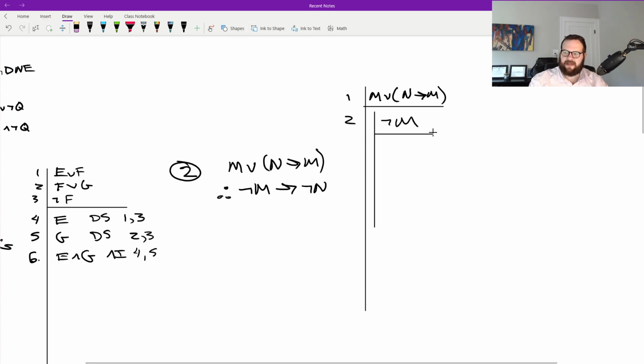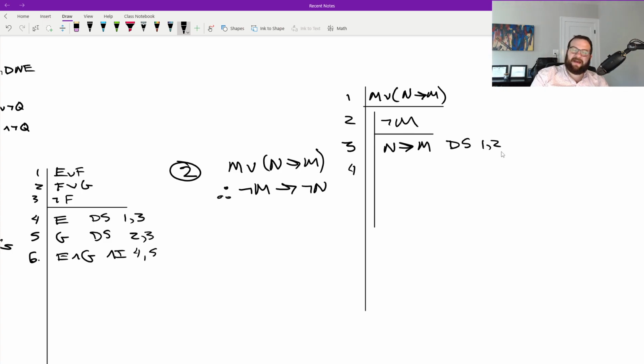We want to show that, having assumed the left side, not M, we can get to the right side, which is not N. So that's our goal. Now, is there anything I can do with not M at this point? Yes, now that I have my new rules, I can get if N, then M. How? Line 1 is a disjunction, and one side of that disjunction is M. Since I'm assuming on line 2 that that's false, the other side of that disjunction has to be true. That's disjunctive syllogism 1, 2.